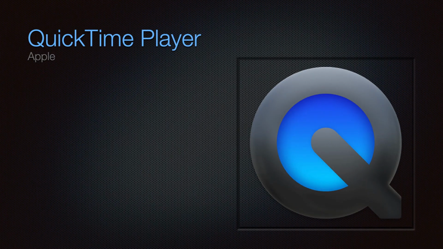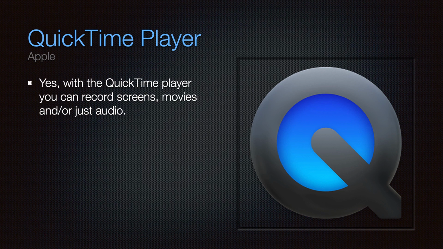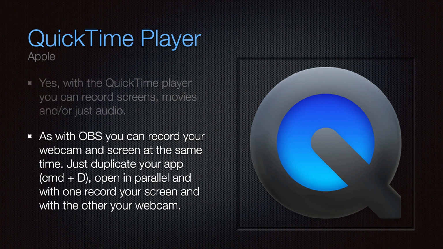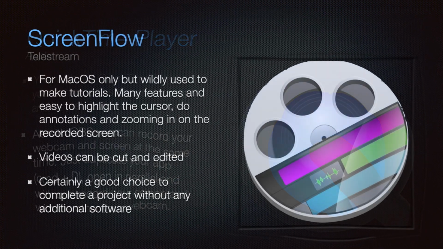Then there's the famous QuickTime Player, and yes, with it you can record screens, movies, and/or just your audio. As with OBS, you can record your webcam and screen at the same time. Just duplicate your app. On the Mac it's Command D. Open it in parallel, and with one record your screen and with the other your webcam.